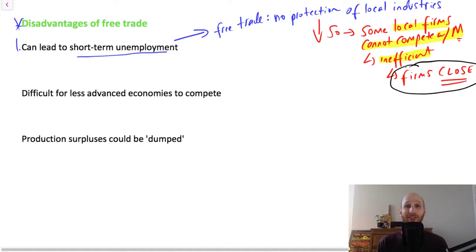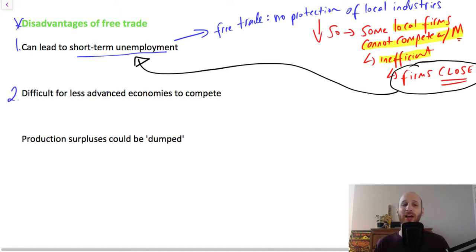Now, take it the next step. If some firms might have to close down, what's going to happen to those workers? They're going to become unemployed. So one disadvantage of free trade that is often cited is that it could be a trigger for more short-term unemployment. Another disadvantage of free trade is that it could be difficult for less advanced economies to compete.